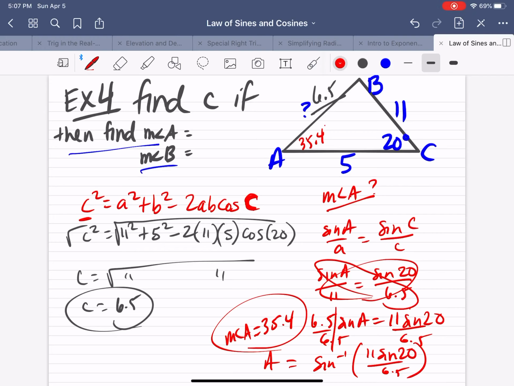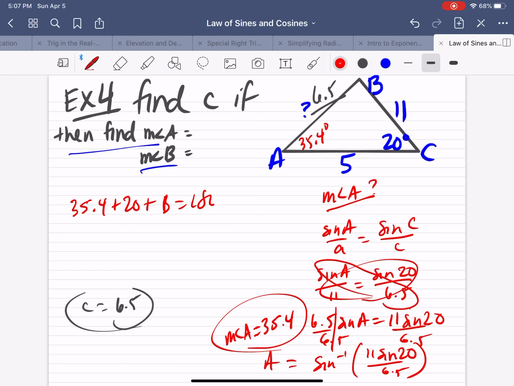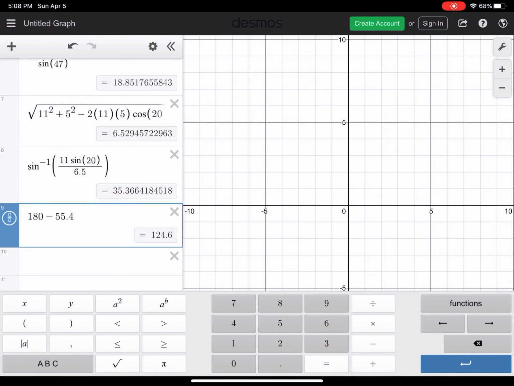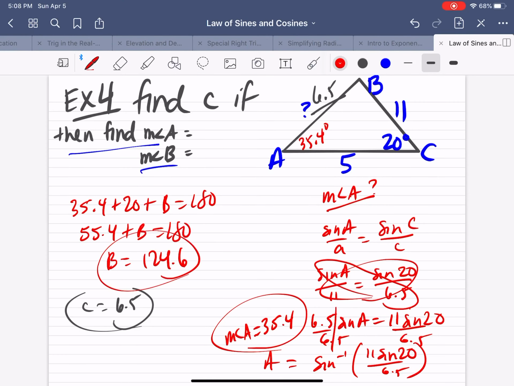To find the last angle, of course, you know the addition of the three angles adds up to 180. So let me make some space for the math. 35.4 plus 20 plus angle B is equal to 180. If you add these two, you get 55.4 plus B is equal to 180. If you solve for B, you just subtract those two, and you get 124.6. And that's how you solve the triangle.